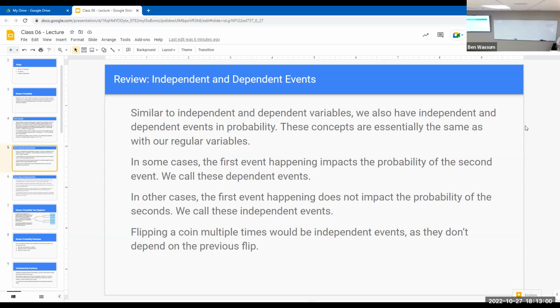So like it says down there at the bottom, flipping a coin multiple times, that's a bunch of independent events in a row. If I flip a coin and I get a heads, if I flip a coin again, I can't say because I got heads, I'm going to get heads again. Doesn't influence that at all. You're just flipping a coin. So those are all independent events.